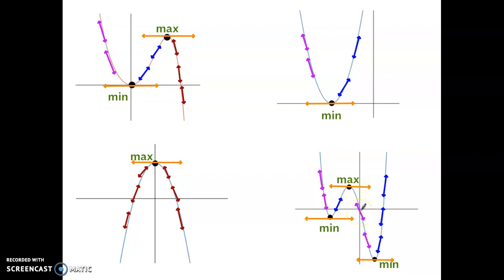So we see that actually at the maximum or minimum, the derivative is equal to 0. On the left-hand side of the minimum, the derivative is negative. On the right-hand side of the minimum, the derivative is positive. On the left-hand side of the maximum, the derivative is positive. And on the right-hand side of the maximum, the derivative is negative. Sorry, I got that sentence all mixed up.